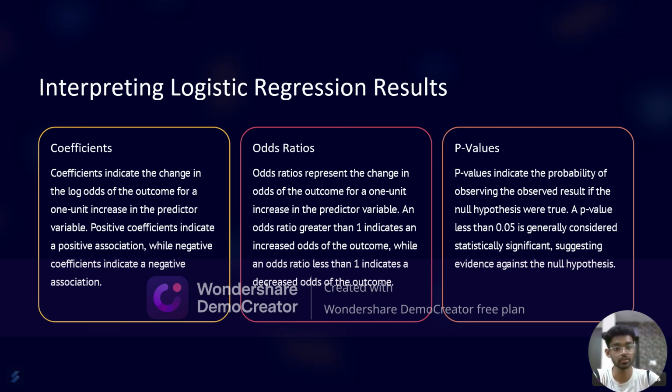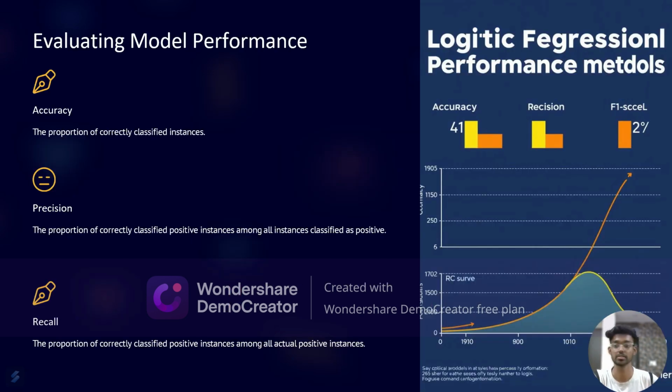P-values. P-values indicate the probability of observing the observed result if the null hypothesis were true. A p-value less than 0.05 is generally considered statistically significant, suggesting evidence against the null hypothesis.